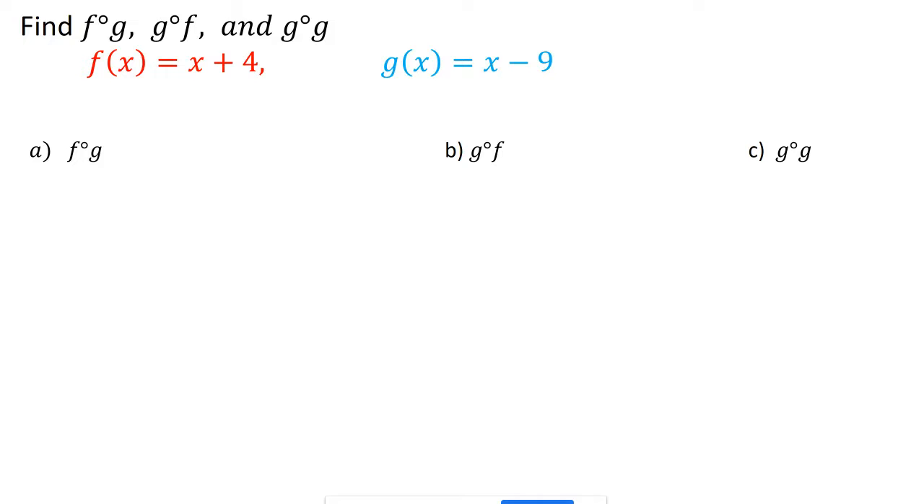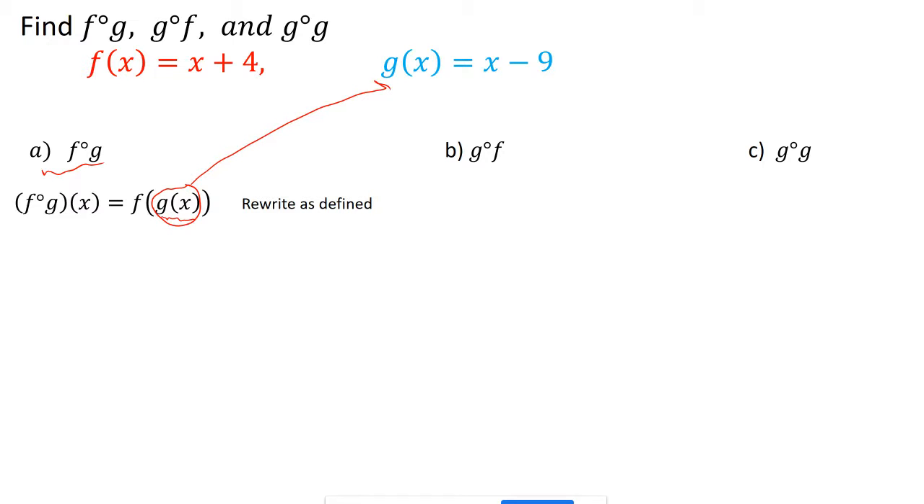Compositions. So we have f of x equals x plus 4 and g of x equals x minus 9. So again, you see this right here. It's better to rewrite it the way it's defined. And so what does that mean? So that means that we have f of g of x. The g of x is inside the parentheses. That means you're going to work with g of x first. Okay. So what is g of x? G of x, they tell me, is this blue stuff over here. So I'm going to replace my g of x with that blue information, with the function x minus 9. So now I have f of x minus 9.